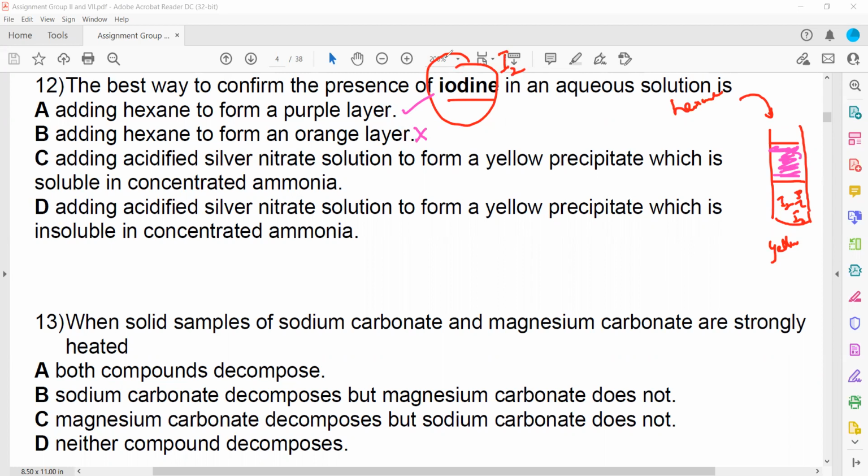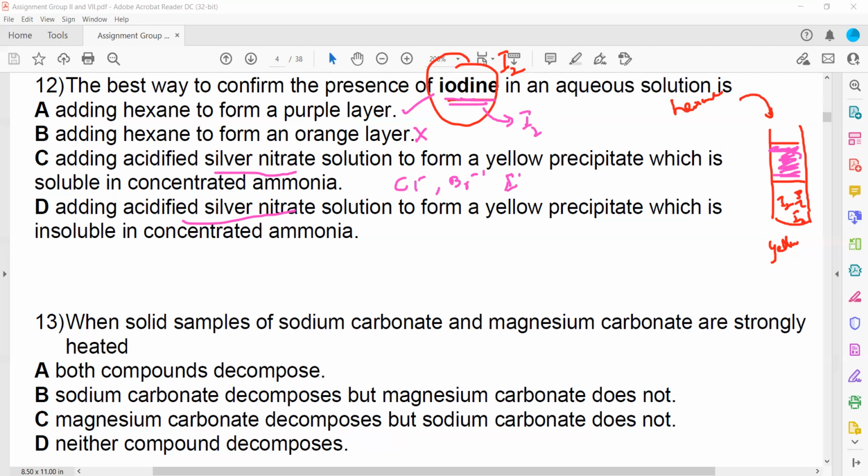If low concentration, pink. Add acidified silver nitrate: this is a test for ions. This is a test for halide ions like chloride, bromide or iodide. But this is not the test for the iodine molecule. That's why in the bold they write iodine. Iodine means I2, not iodide ion. So the silver halide test or silver nitrate test cannot be done on the molecule. It is for the halide ions such as chloride, bromide or iodide.